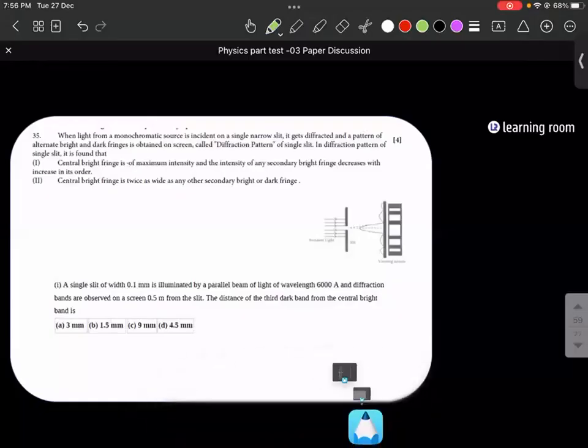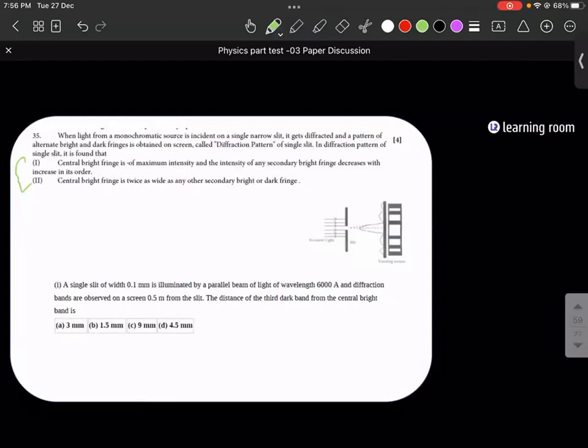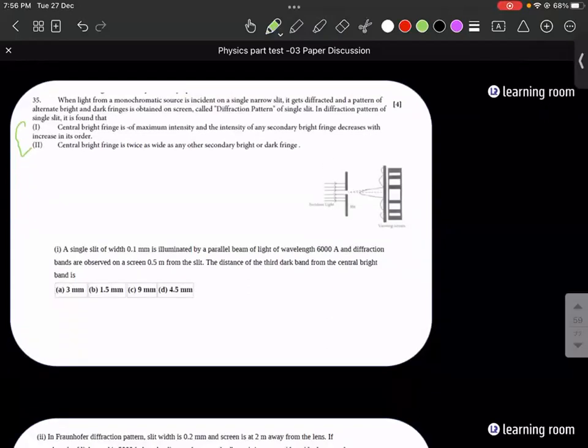So how to do this one? When light from a monochromatic source is incident on a single narrow slit, it gets diffracted and okay, all these things are okay. Actually, when they asked you about the difference, you could have taken the idea from here. You could have written the answer from here.